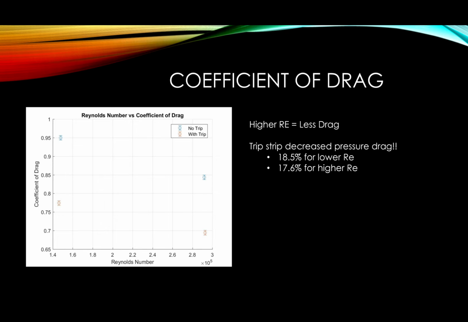Because the Reynolds number is a good metric to compare test results, we use it to analyze the coefficient of drag for the cylinder. We left out the ports that were covered by the tape and used our panel method to calculate the CD. We found that at higher Reynolds numbers, the CD decreased. This makes sense because the flow was more energized and stayed attached to the cylinder longer. Adding the trip strip energized the boundary layer even more, adding more turbulence and decreasing the CD by about 18 and 17% for low and high Reynolds numbers respectively. However, this may be a little deceiving because while the pressure drag was decreased, the friction drag was increased from the sandpaper and may have offset these results.